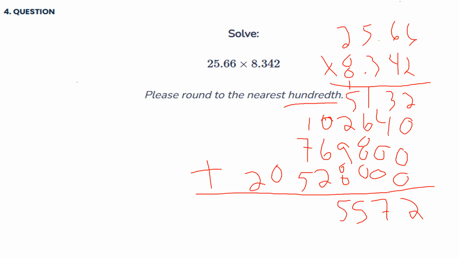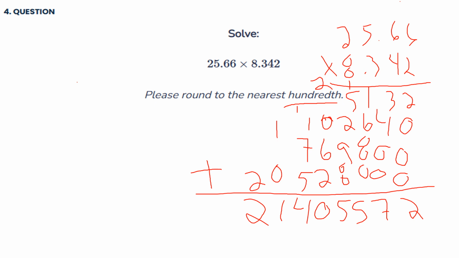Carry my 2. 2 plus 0 is 2. 2 plus 6 is 8. 8 plus 2 is 10. Carry my 1. 1 plus 1 is 2. 2 plus 7 is 9. 9 plus 5 is 14. Carry my 1. 1 plus 0 is 1. Then I have 2. So now this is where the decimal point comes into play.